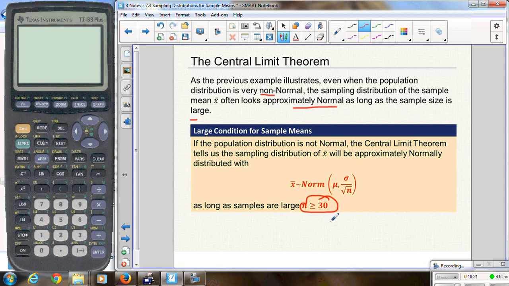And sometimes you're not told whether or not the population is normal. Sometimes it's something that you have to actually assume. So if it doesn't say in the problem and you have a small sample, you'll have to say, assuming the population is normal, x bar will also be normal with a mean of mu and a standard deviation of sigma over the square root of n.